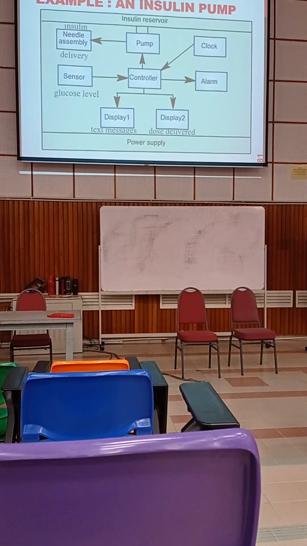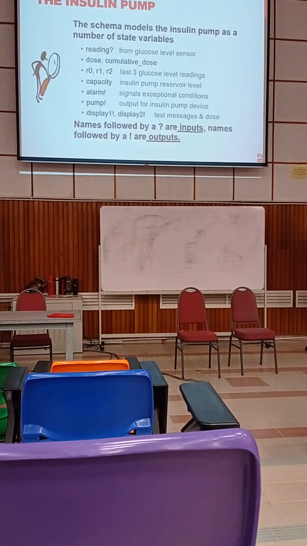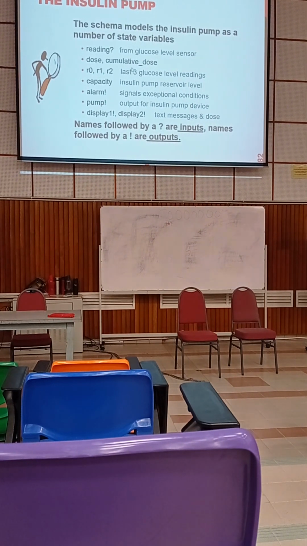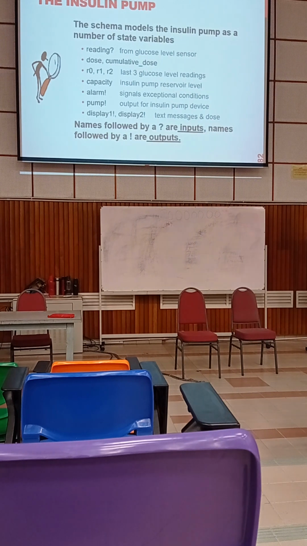Okay, so now look at the requirements. What is this? Who can tell me? Reading. So you have the definition, data dictionary. Do you know what is data dictionary? Okay. So reading, what is reading? From the glucose level sensor. Dose, cumulative dose. This dose is every time when I induce the insulin, what is the dose? For the whole day, how much dose has been given? Cumulative. Like until the end of the day, you can show the cumulative because there is a maximum value to be delivered in one day. Okay?